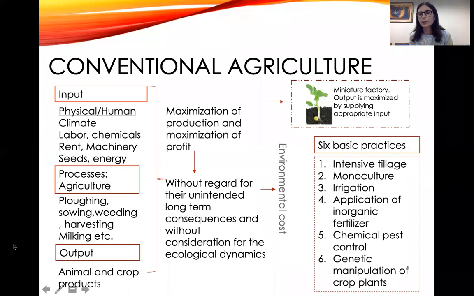But what is this conventional agriculture or industrial agriculture or traditional practices of agriculture? It's basically looking at the food production as an industry, where you have certain inputs, and that input could be in the form of water, seed, labor, land, capital, machinery, energy, a lot of things that are going into your field and a certain process, and that can be agriculture or livestock.